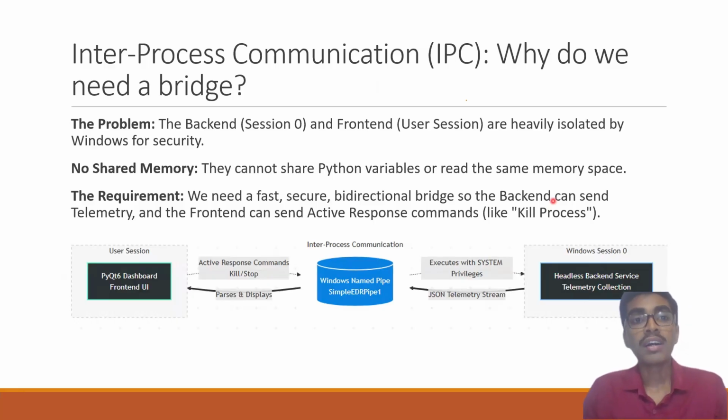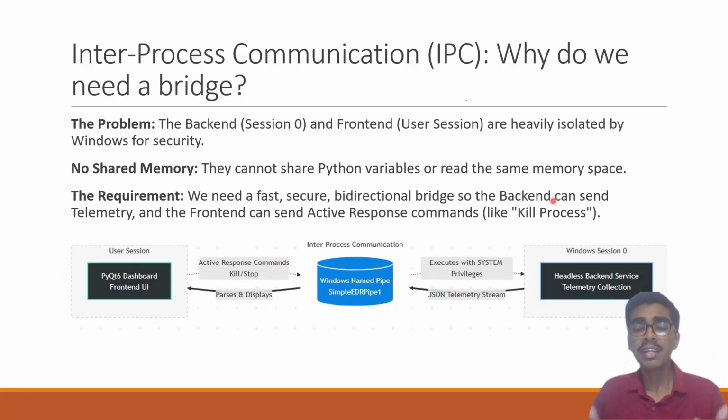So let's talk about inter-process communication and why we need a bridge. The problem, as I said, is that we are running the backend in session 0 and the front end in the user session, session 1. Windows heavily isolates both sessions for security reasons, so they don't share memory. No shared memory means they cannot share the Python variables. So how will they interact with each other, because we need to transfer data from one end to another?